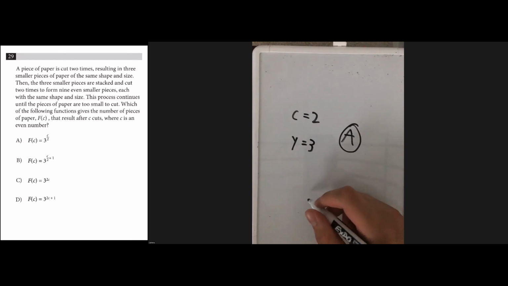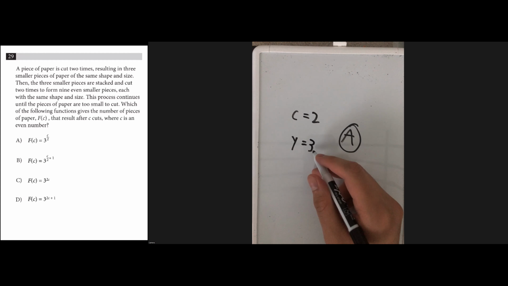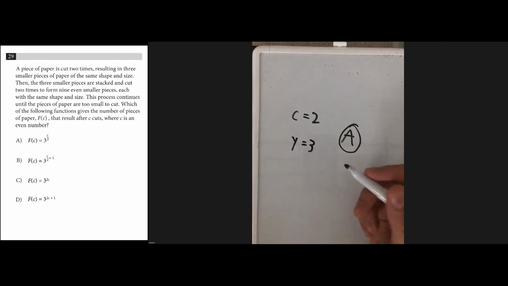If we plug this into the rest of the answer choices, we get 2 over 2 plus 1, which is 3 to the second power, which is 9. So B can't work because 9 is not equal to 3. For C, we have 3 to the fourth power, which is definitely above 3. And then for D, we have 3 to the fifth power, which is still above 3. So the answer here would be A.